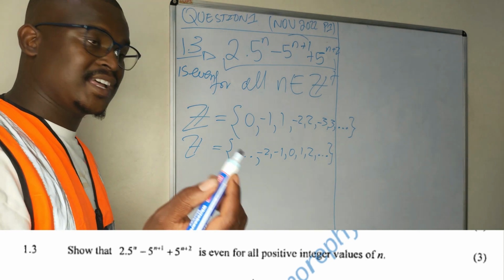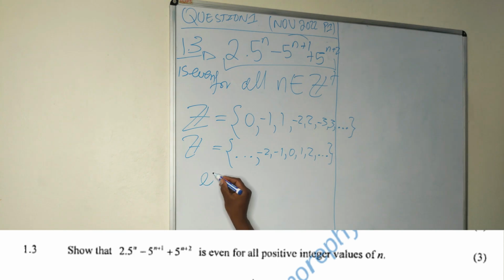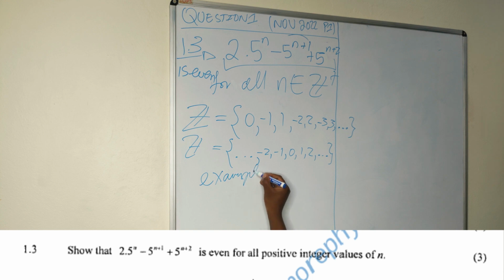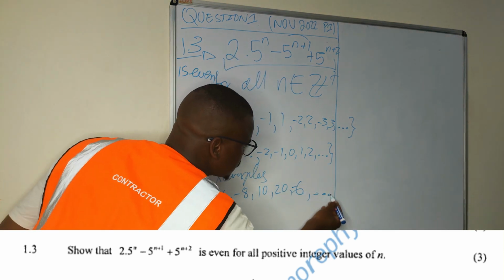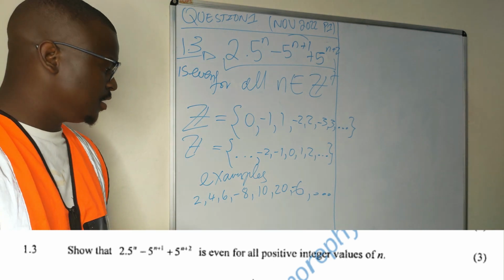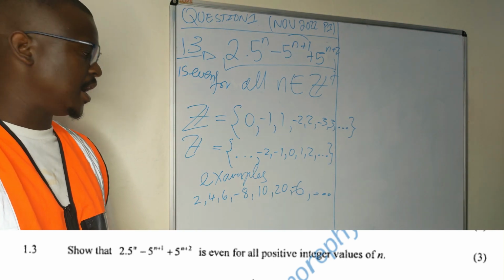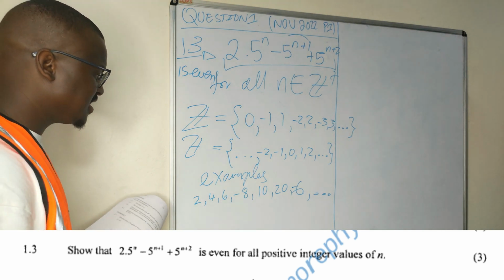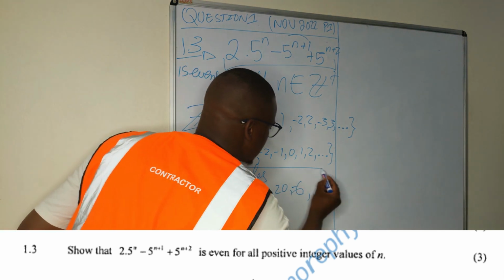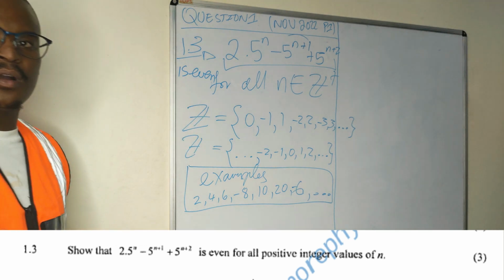You know even numbers. Look at examples, the common examples of even numbers. You can say 2, 4, 6, minus 8, 10, 20, whatever, or minus 6, and so on. You can list infinitely many even numbers, right? So you know that these are even numbers. These are the examples of even numbers. But what is an even number?